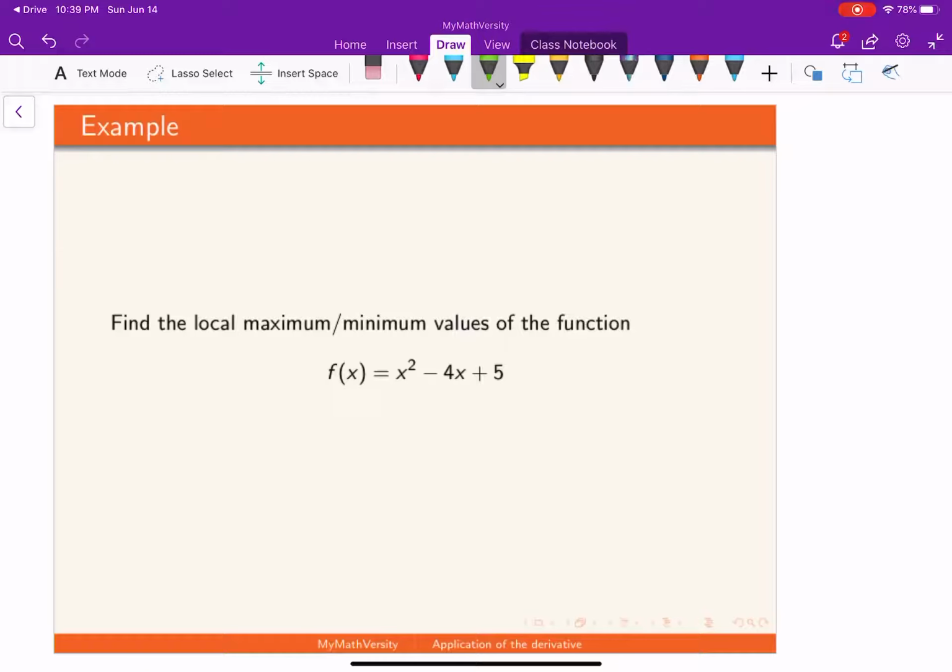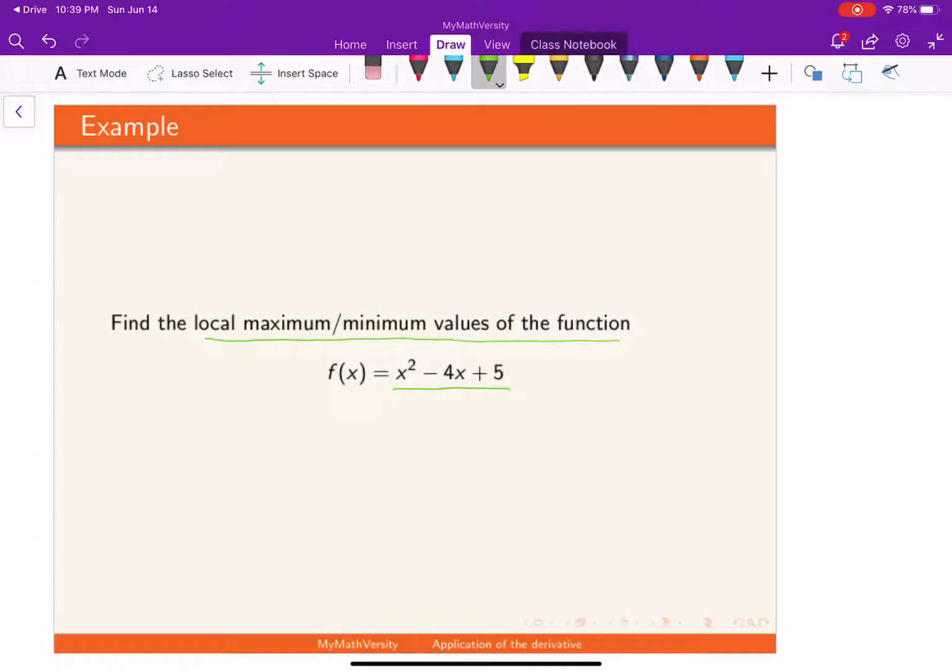So let's find the local maximum and minimum values of this given function, x squared minus 4x plus 5. In this example, we'll try to use the first derivative test to find the local maximum and minimum values of the function. If you are not sure what the first derivative test means, then I encourage you to watch the suggested video. So let's try to use it.